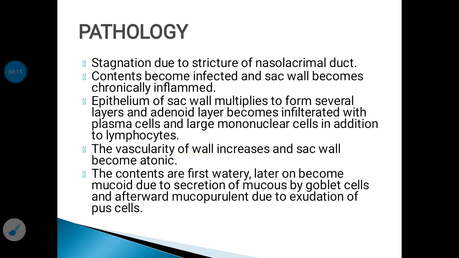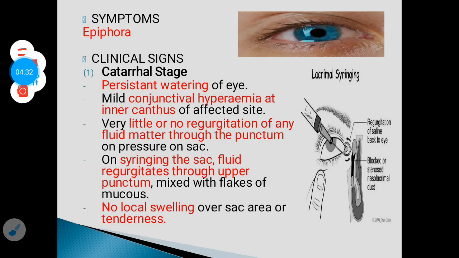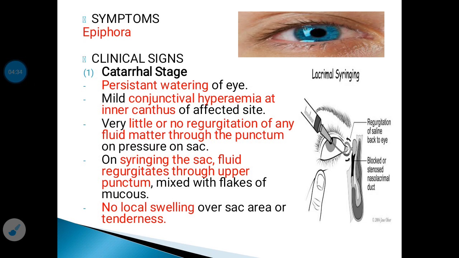The vascularity of the wall will increase and the sac wall becomes atonic. The contents are first watery, later on mucoid due to secretion of mucus from the goblet cells, and afterward mucopurulent due to exudation of pus cells. The main symptom of chronic dacryocystitis is epiphora.